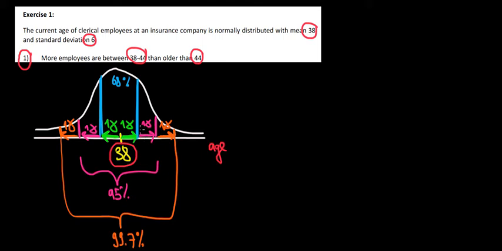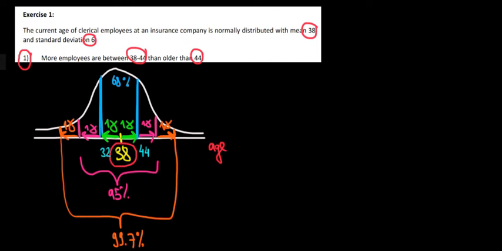Now, we know based on this law of large numbers that 68% of the data will fall in this range within one standard deviation away from the mean, right? Within means one standard deviation more than the mean, one standard deviation less than the mean. So if we actually put some numbers, that would be 38 plus one standard deviation. We know that the standard deviation is 6, so that would be 38 plus 6. So over here we will have the age of 44. To the left, we will have 38 minus 6, which is 32.